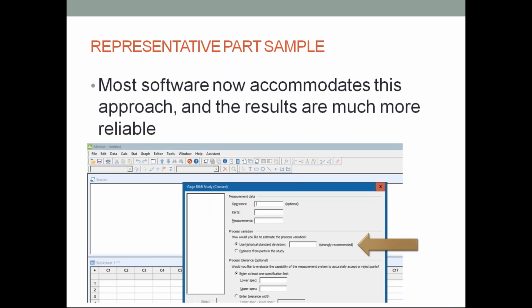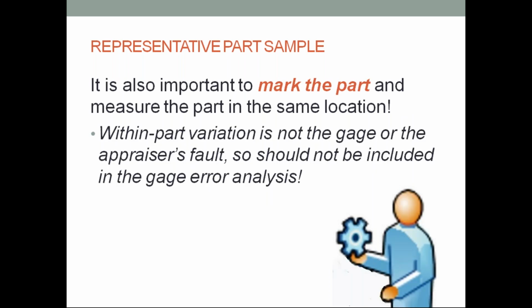Now, why is this handy? Because that way you don't have to worry so much about the variation in the parts that you're presenting to the study representing the variation. You're going to get it from the true process variation, plug it in as a function of the standard deviation, and now your study is going to be much more accurate when you're done.